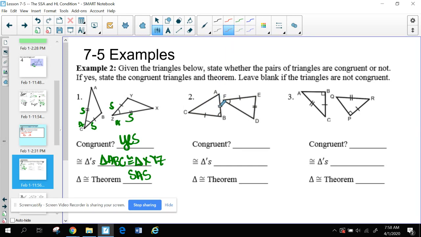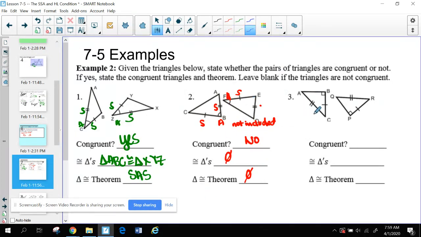Number 2, let's take a look. So I have a side over here, good. I have angles in between, but then this one goes to a side. This one has a side way over here, okay? So this one was side, angle, side. That does not match because the angle over here is not included. It's not an included angle. So this here is that they are not congruent, and these do not apply.